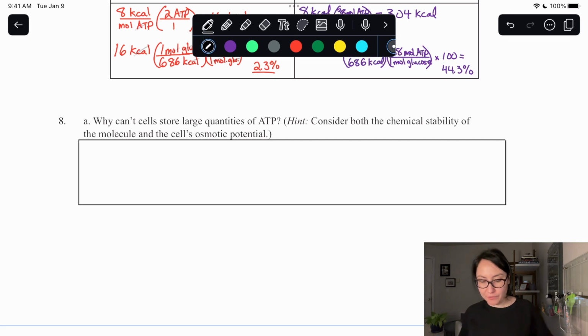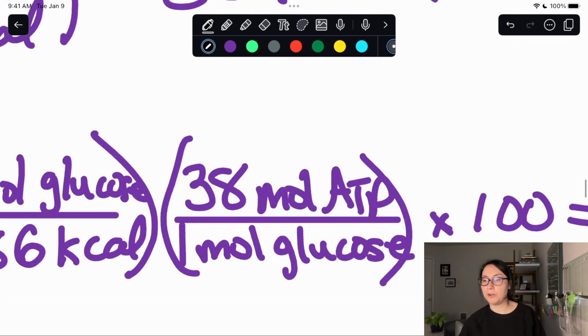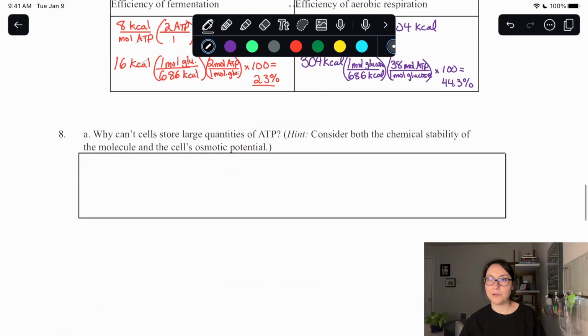So why can't cells store large quantities of ATP? Hint, consider both the chemical stability of the molecule and the cell's osmotic potential. So probably an initial thing to think about is, well, that's a lot of energy. Because again, if that's how much it is for aerobic respiration, wow, we really cannot store that much because it'll probably just go and explode, and that would be a bad thing. But that's not what to really write about for this section.